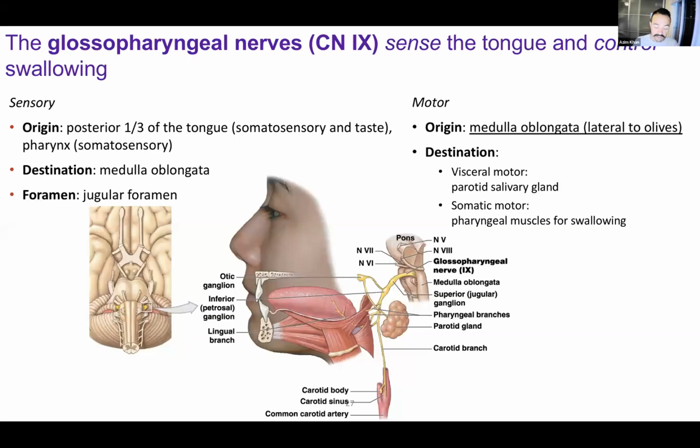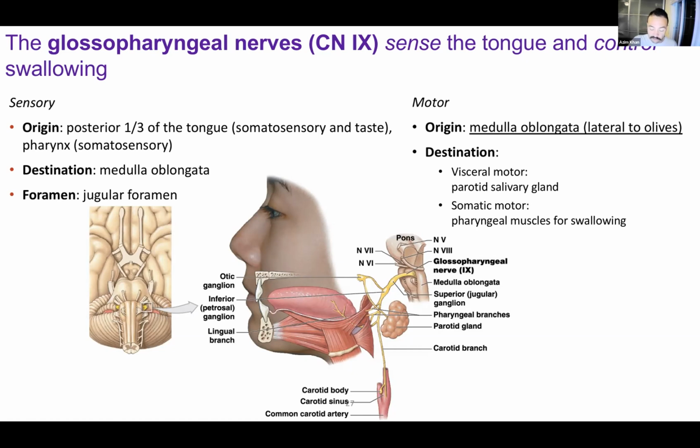Hey everyone, we are in chapter 15b. We are on slide 27. Sorry, it's a little hidden there. Slide 27. We've talked about the first 8 cranial nerves. Now let's talk about the last 4.